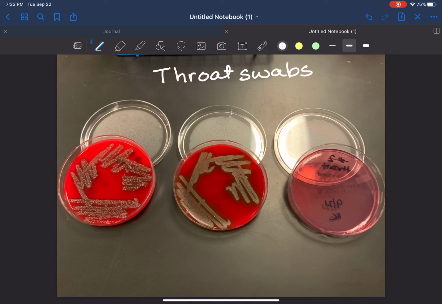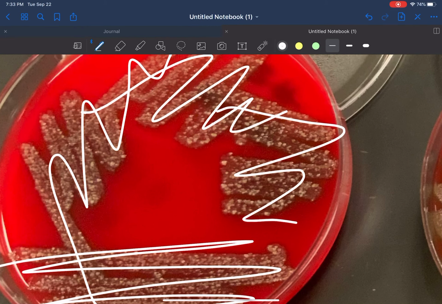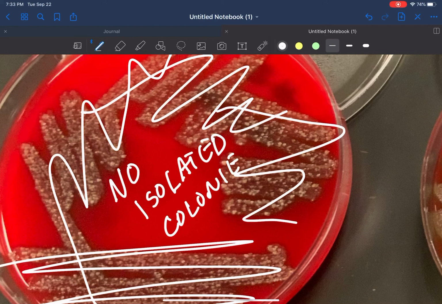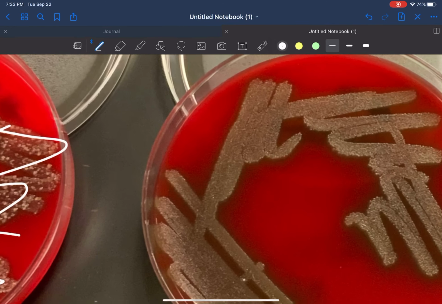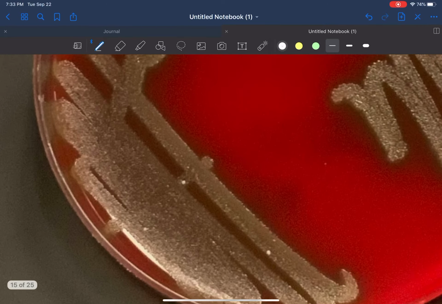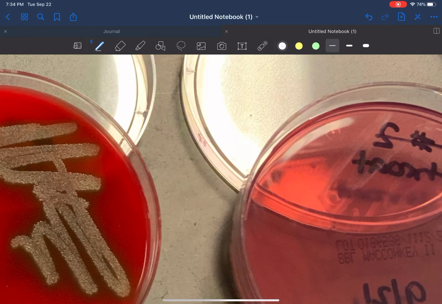Okay, so I forgot to take pictures of number 2, but now let's talk about our throat swabs. Now, I'm really glad we did this because this turned into kind of a mess. We can tell that more than one person took the whole swab and swabbed the first quadrant, the second quadrant, the third quadrant, and fourth quadrant all with the swab. And you can tell we have no isolated colonies. And that is bad. That is not what we want.